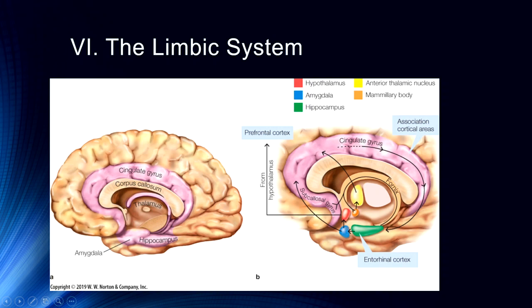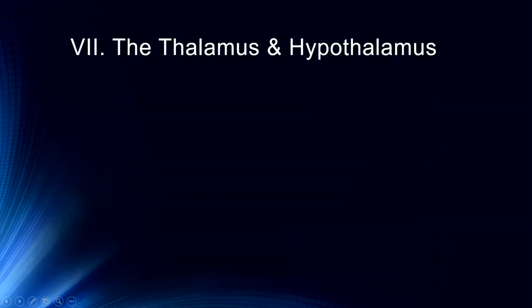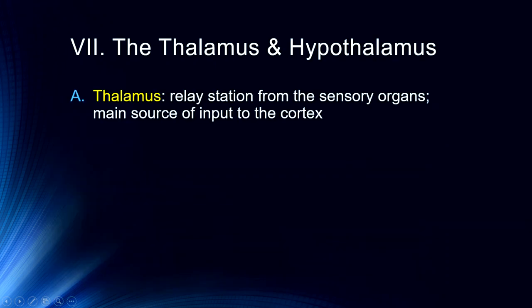We'll get into talking about the fornix, the entorhinal cortex, and the hypothalamus, and the ways in which they're involved, as well as the mammillary bodies, when we get to talking about memory. So the thalamus and the hypothalamus are often called the diencephalon.